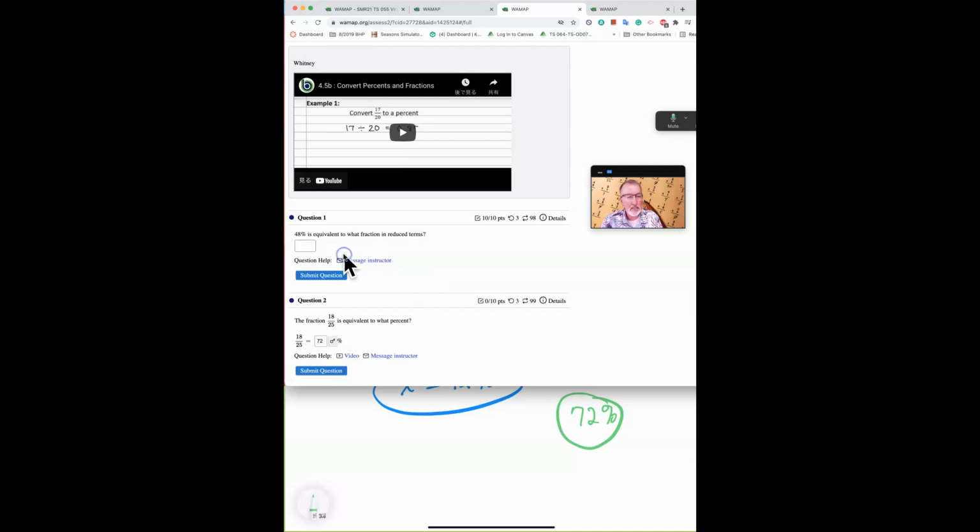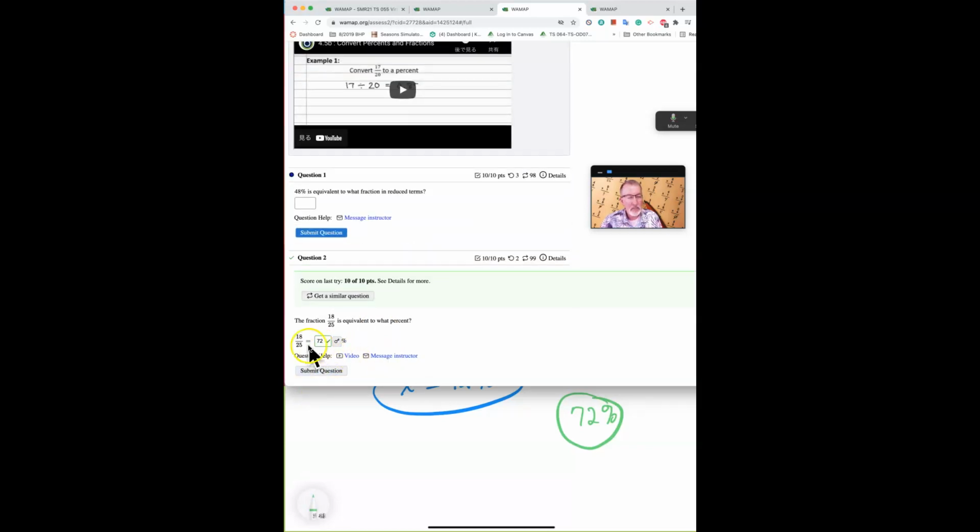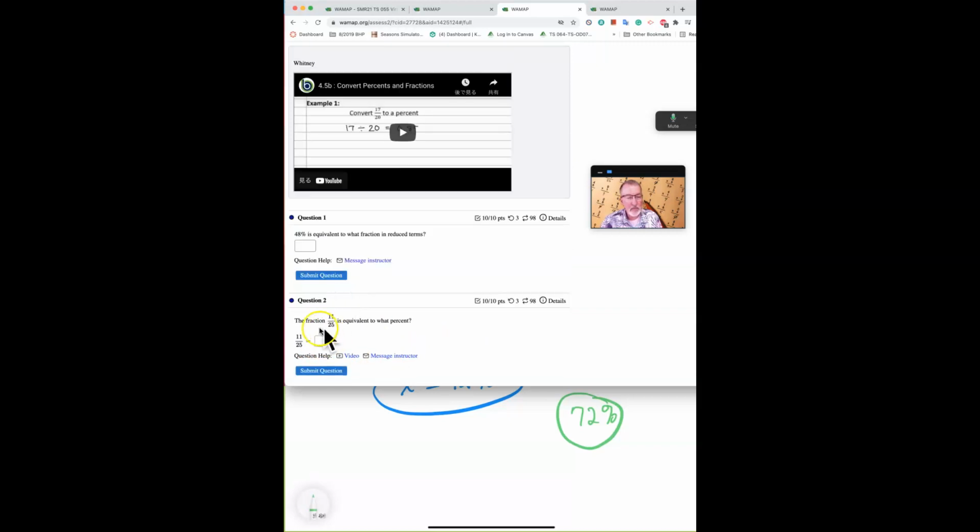Awesome. So you can try a similar one. 48% is equivalent to what fraction in reduced terms? Submit this question. And 72% was correct. Get a similar question. Try this one. 11/25 is equivalent to what percent?